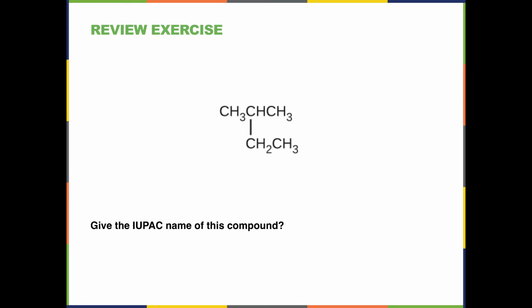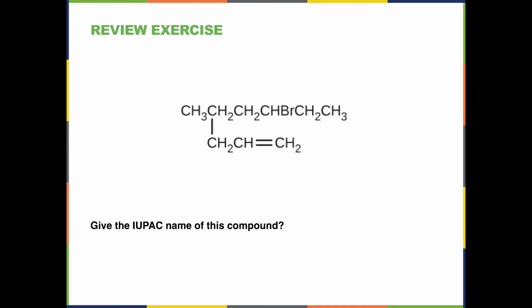Here's another one. You start here or here and you count 1, 2, 3, 4. So this actually has the same formula as the one two slides ago. So it's again butane with a methyl group here. Okay, so it's going to be 2-methylbutane or just methylbutane.